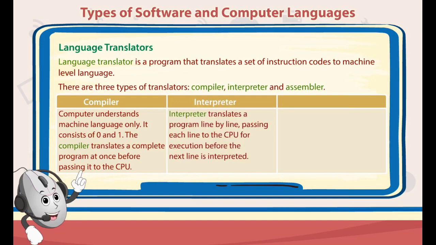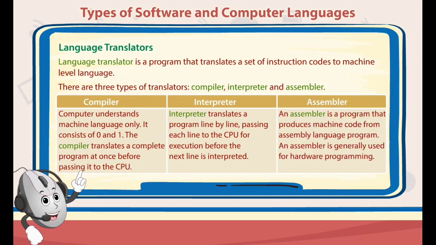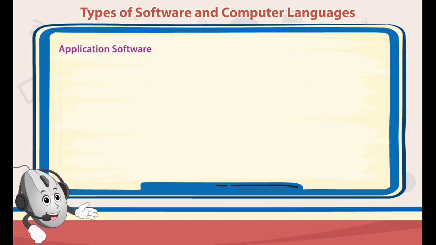Interpreter. Interpreter translates a program line by line, passing each line to the CPU for execution before the next line is interpreted. Assembler. An assembler is a program that produces machine code from assembly language program. An assembler is generally used for hardware programming.